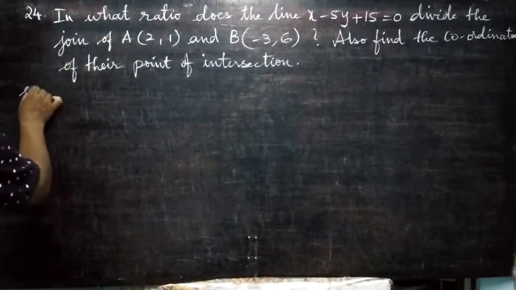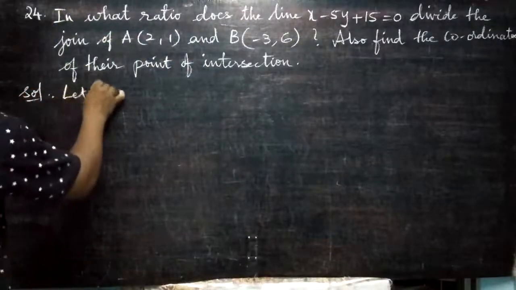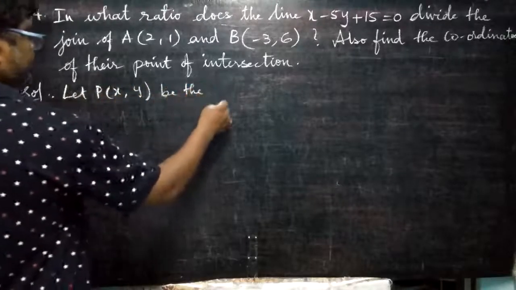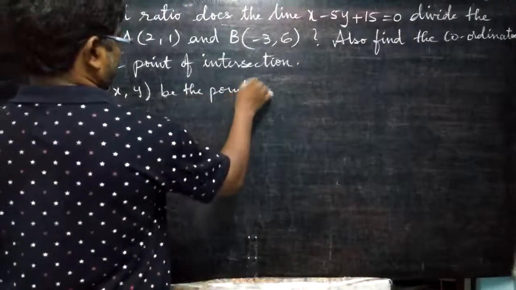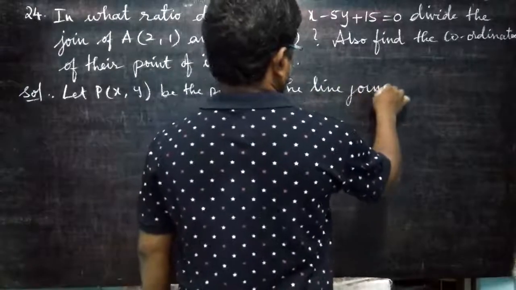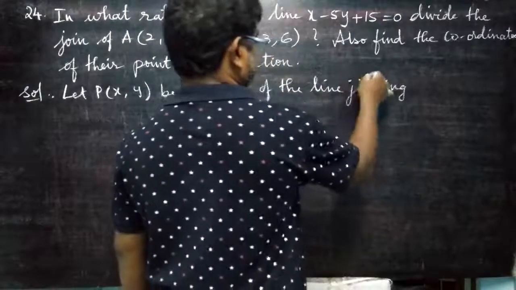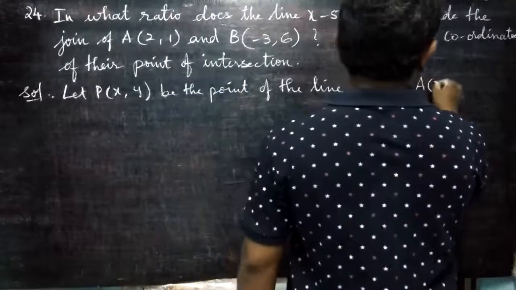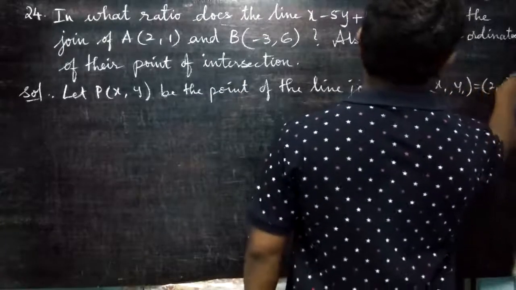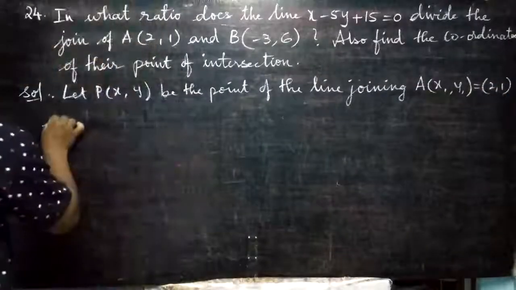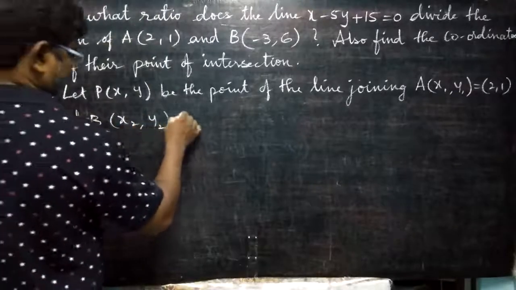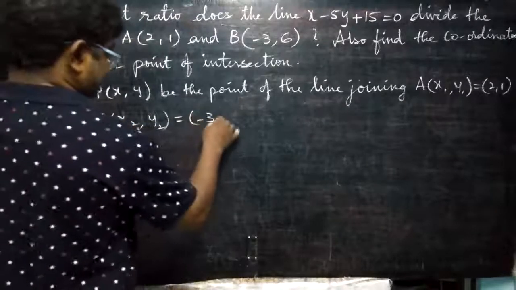Now solution, let P x comma y be the point of the line joining A x1 comma y1, A x1 comma y1 is equal to how much? 2 comma 1, and B x2 comma y2 is equal to minus 3 comma 6.